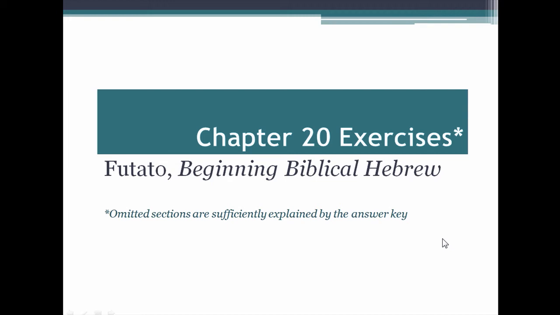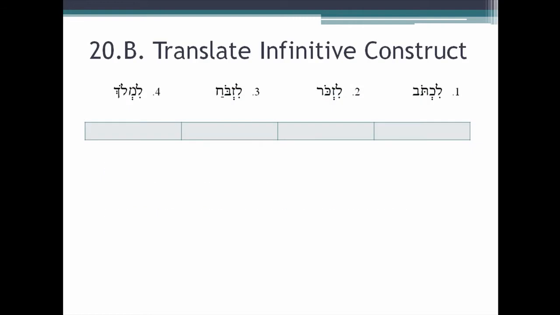These are the exercises for Futato Chapter 20. Again, same procedure. The omitted sections will be sufficiently explained with the answer key. 20b is our first section.